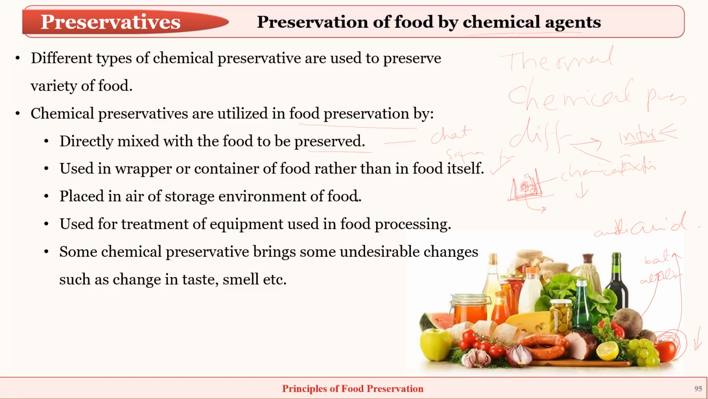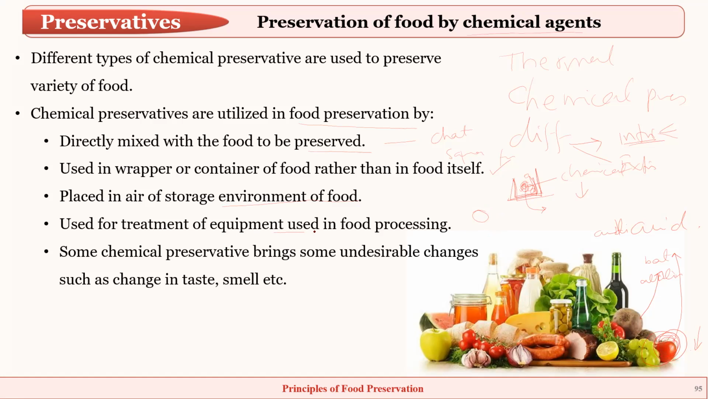Or the third way is it can be placed in the air of a storage environment of the food. For example, the presence of the chemical itself is sufficient, so that the insects or bacteria do not come nearby.